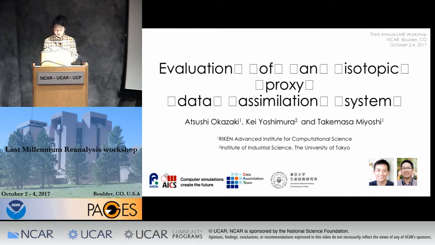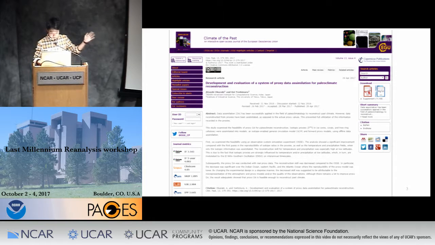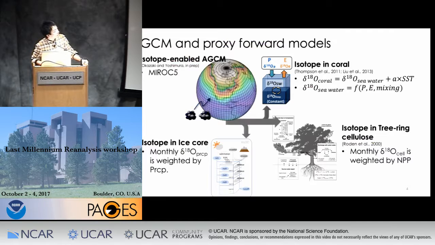My talk is about isotopic proxy data assimilation, and my collaborators are Kei Yoshimura and Takemasa Miyoshi. My talk is very similar to Nathan's and also David's, so I'm not sure I can add something new, but I hope you can enjoy it. It is based on a paper published this year. I will omit the background and jump to the methodology.